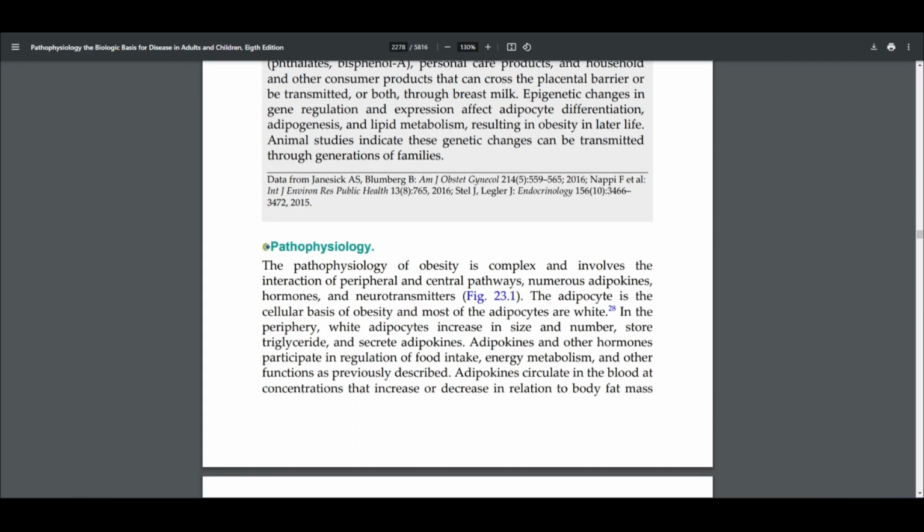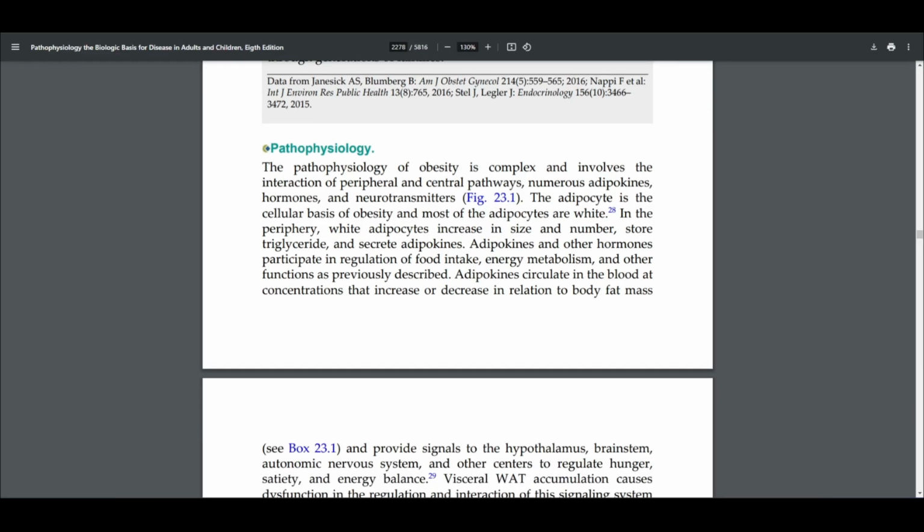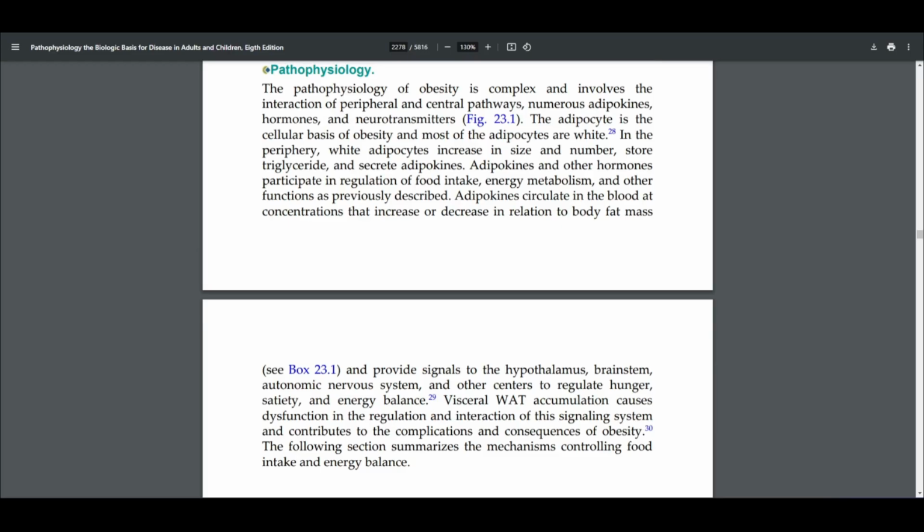So, what kind of pathophysiology would we look at? The pathophysiology of obesity is complex and involves the interaction of peripheral and central pathways, numerous adipokines, hormones, and neurotransmitters. The adipocyte is the cellular basis of obesity, and most adipocytes are white. In the periphery, white adipocytes increase in size and number, store triglyceride, and secrete adipokines. Adipokines and other hormones participate in regulation of food intake, energy metabolism, and other functions, as previously described.